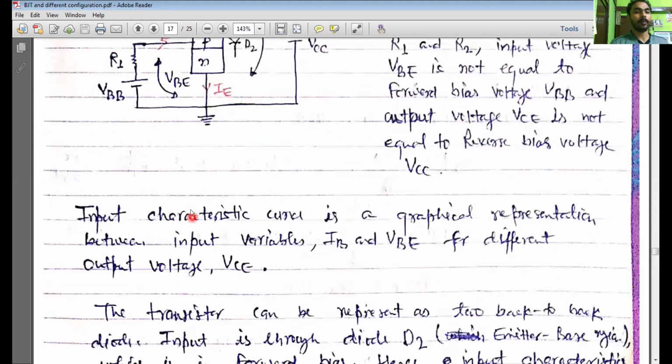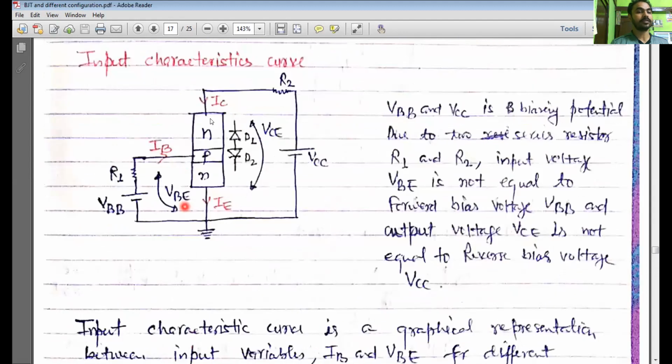Now we have a graph between this IB and this VBE. Now this section was in the forward bias. You are applying this voltage, this is in the forward bias. When you are taking the input variables, both input variables come in the forward bias case. So that is the case for D2, and the diode D1 is in the reverse bias case. So you know that the current flowing in the reverse bias is negligible. It's very less. So basically, only D2 is working, D1 is not working.